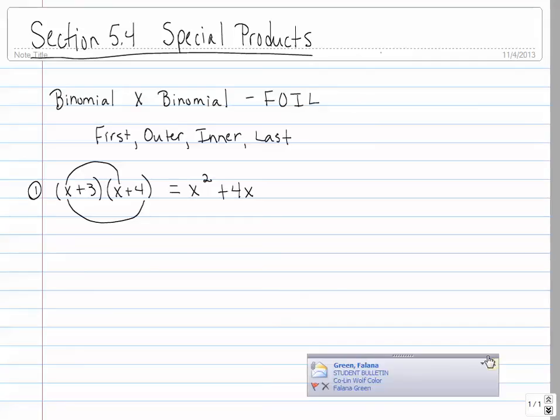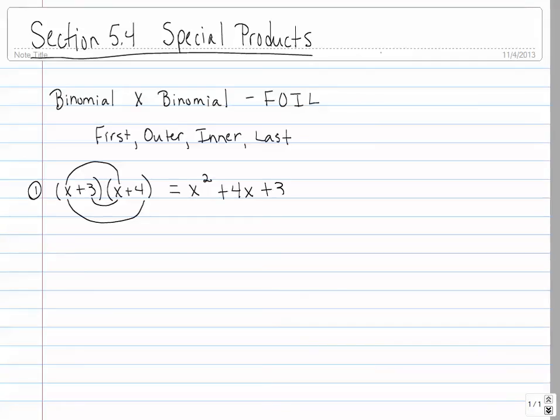And then you do the two on the inside. 3 times x is plus 3x. And then last times last, 3 times 4 is plus 12. And then you can combine your two middle terms. 4x plus 3x is 7x. So it's x squared plus 7x plus 12.